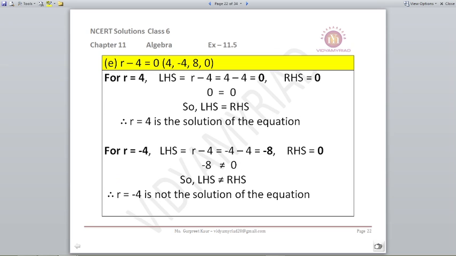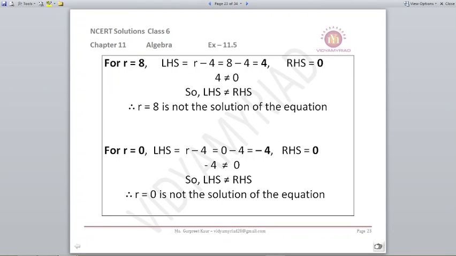Next, R minus 4 is equal to 0, where R will be 4, minus 4, 8 or 0. So let us put R is equal to 4. 4 minus 4 is 0 and 0 is equal to 0. So we can say left hand side is equal to right hand side. So R is equal to 4 is the solution of the equation. When R is minus 4, minus 4 minus 4 will be minus 8 and minus 8 is not equal to 0. So we will say R is equal to minus 4 is not the solution of the equation.